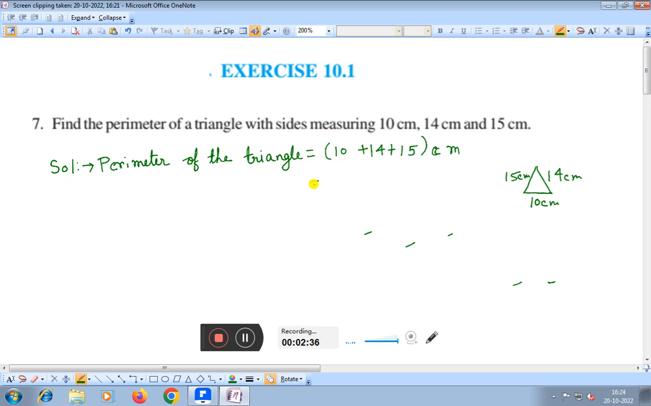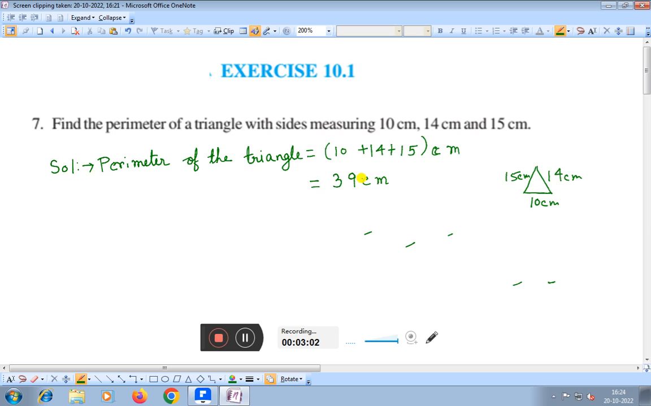Therefore, if we add these numbers, 4 plus 5 is 9. And 1 plus 1 is 2, plus 1 is 3. That is 39 centimeter.